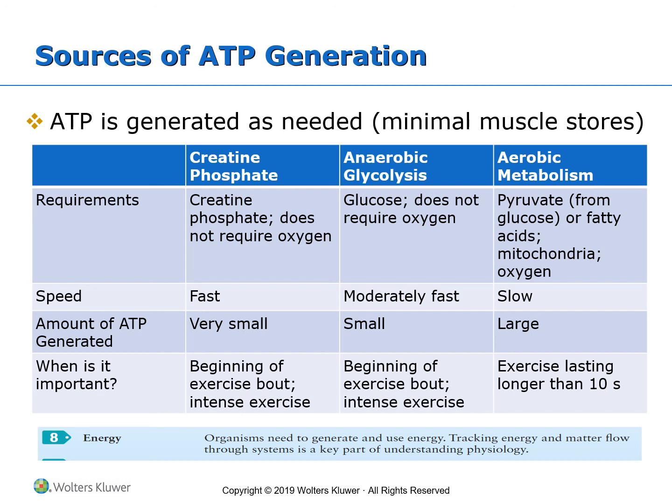We have aerobic metabolism that would use pyruvate or fatty acids in the mitochondria in the presence of oxygen. And the speed is a little bit slower, however, it generates a large amount of ATP. And it happens in those exercises that are more endurance and not cardio type of exercises.